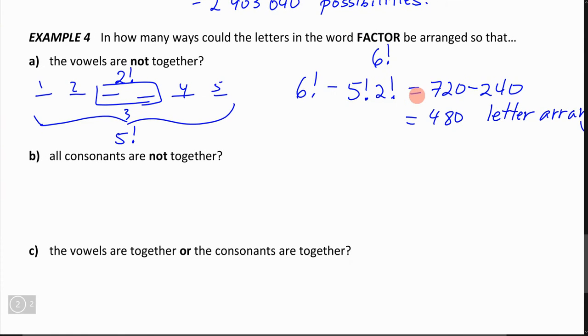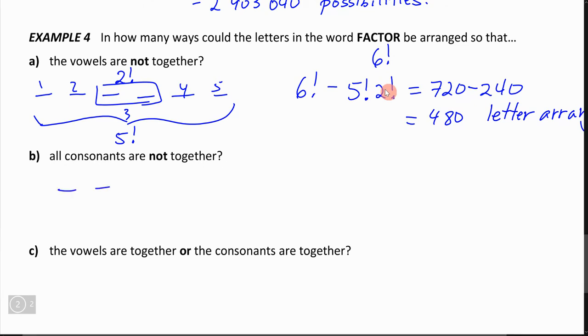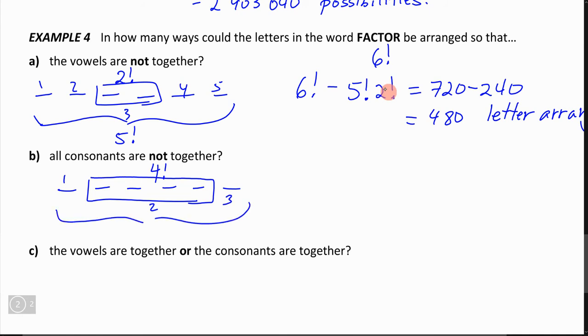Okay, part B. All consonants are not together. Same idea. Just use the indirect method because it's a lot easier. So think of the case when the consonants are together. If you had 4 consonants in the word factor, how many ways can you arrange them? There are 4 factorial ways you can arrange the consonants when they're together. And this is treated as one unit. So I have 1, 2, 3 left. So the number of ways to arrange everything else is 3 factorial.